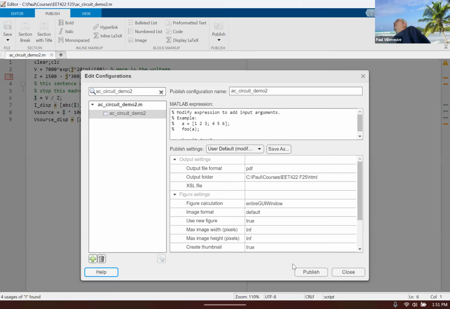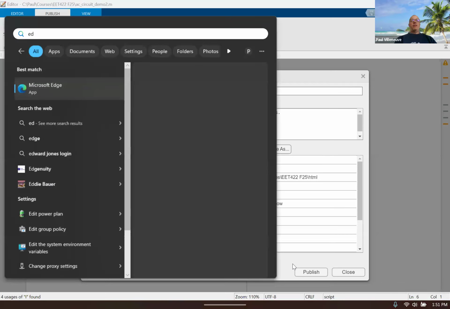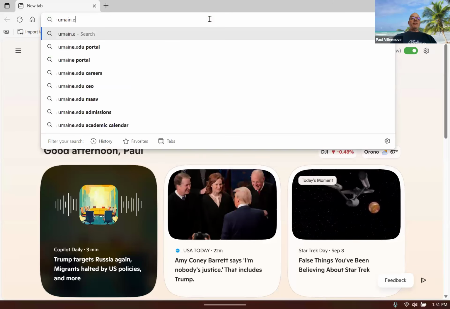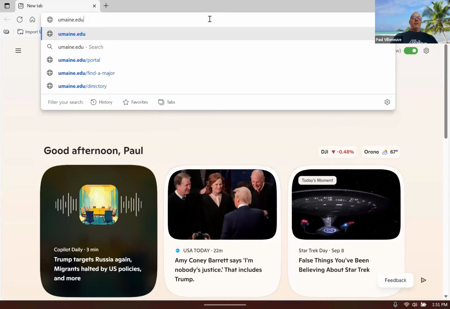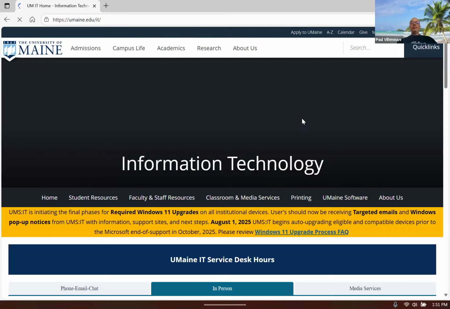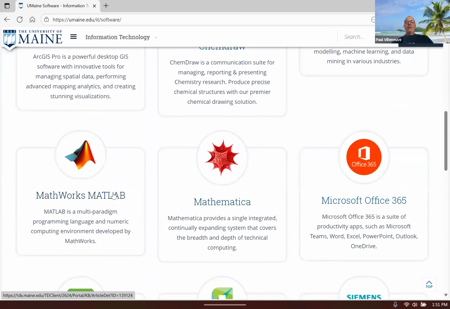Other questions? Where do you get MATLAB? If you're on campus and you have a Main Street account, I'll just go to Edge, go to umain.edu. Oops, I should have done one more step: /IT, UMain software. There it is. Has anybody else downloaded it in the last week or so? Have they tried?